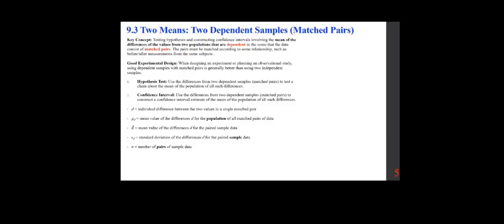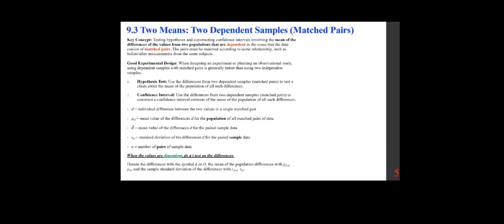Let's see what each notation represents. d represents the individual difference between the two values in a single matched pair. Mu sub d is the mean value of the differences d for the population of all matched pairs. d bar is the mean of those sample values, just like x bar. s sub d is the standard deviation of the differences d for the paired sample data. n is the number of pairs.